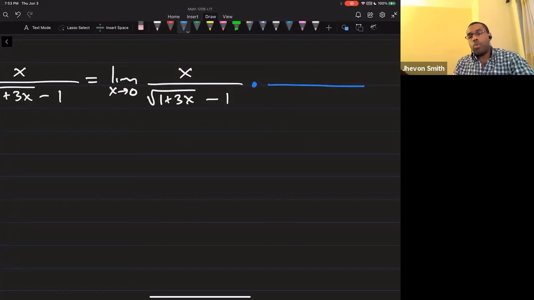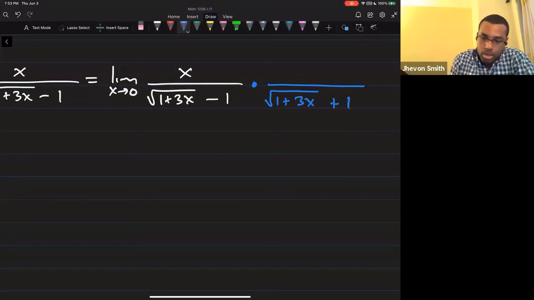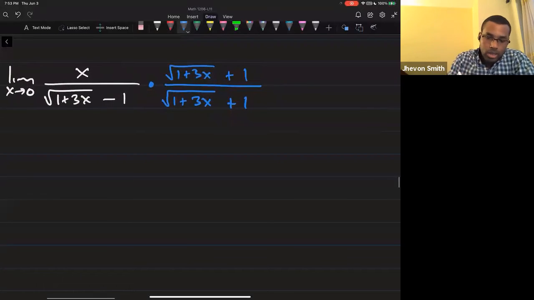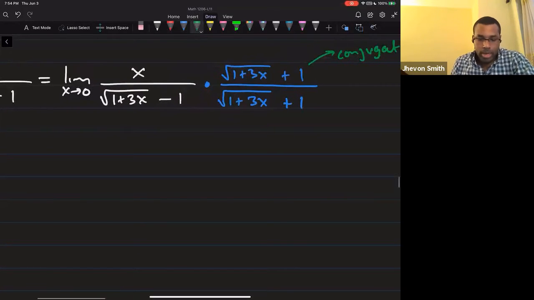That way you're multiplying and dividing by 1. And what is the conjugate here? The conjugate is actually the square root of 1 plus 3x, plus 1. And so that's the conjugate. Why is that the conjugate?